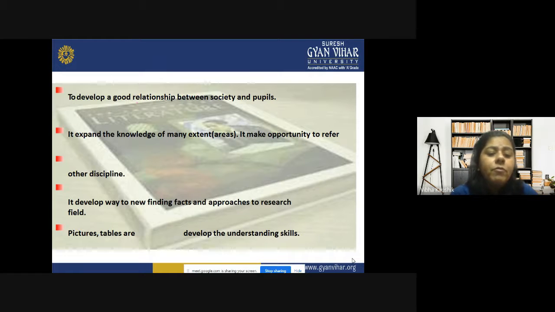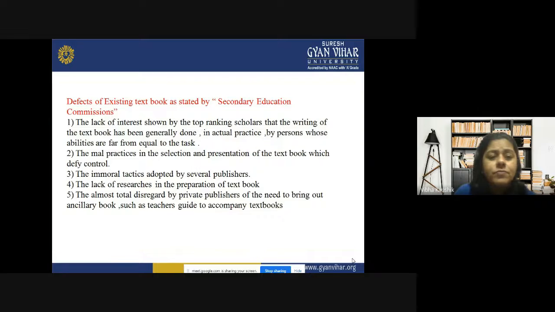Now, it develops way to new findings, facts and approaches to research fields. Means any researches that have been done in that particular subject, we will be able to find the new facts and researches in that area through the help of the textbook. Pictures and tables develop understanding skills. The use of the tables, pictures, graphs, and diagrams helps the students to understand the concept in a better form, and it will develop their understanding skills.